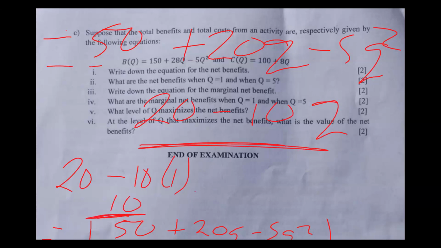Then at Q2, this will be 20 minus 10 times what? Q at 5. This will be a negative value. It will be negative 30. Okay? Well, those are the net benefits that we have to expect. The other one will be negative because you are producing a much higher output and the cost has increased more than the benefit. Part 3 is saying, write down the equation for the marginal net benefit.